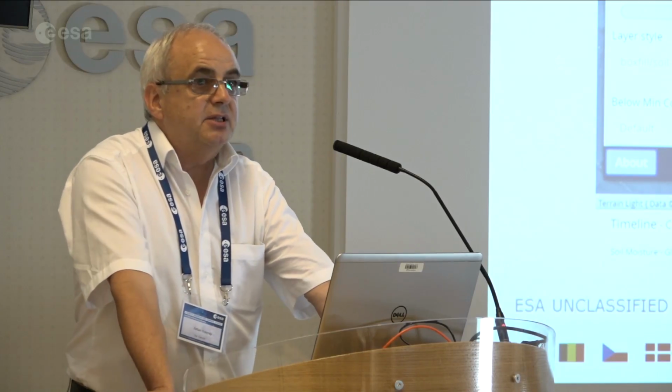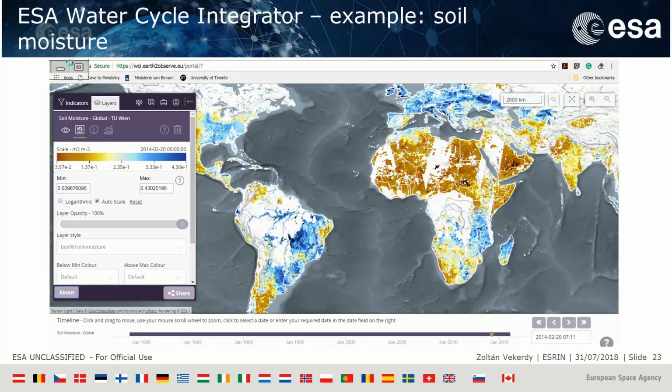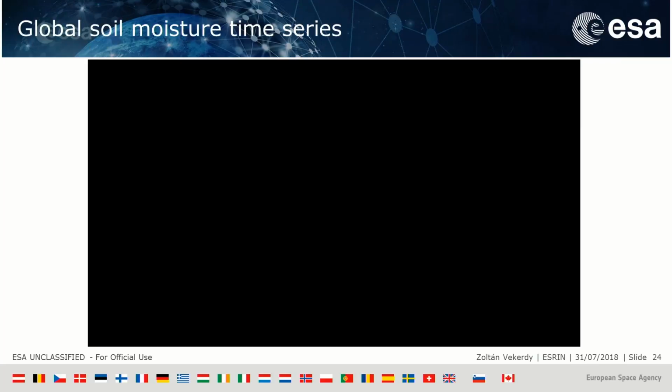In fact, you can define different parameters of the water cycle, and you can download and map these, you can get the maps of these parameters with the help of this water cycle integrator interface. You can select areas, you can zoom in, and then you can select certain parameters, and there are data sets loaded up there, including a soil moisture data set.